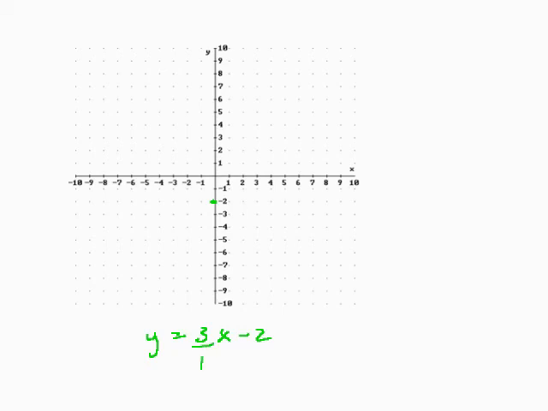So you have to change 3 into a fraction, so make it 3 over 1. So we're going to rise 3, run 1. And there is our second point. So I just went up 1, 2, 3, and then over 1, make your line. And let me get my line tool here. So graphing linear equations, not too bad. Say it's easy for you to say. But with practice, you can be this good too.